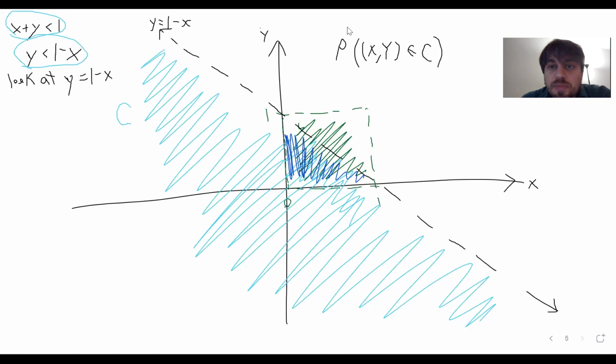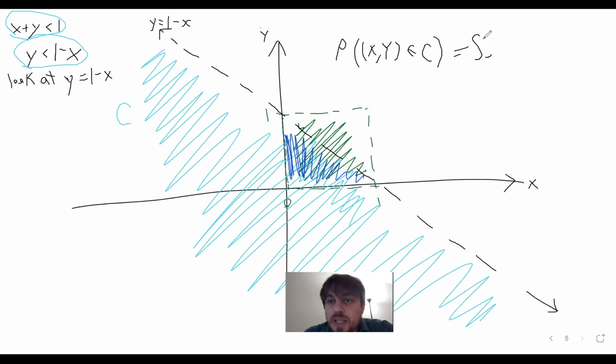And so this probability is equal to the double integral over the region C of little f of x comma y dx dy. We have to consider points where the PDF is positive and it has to be in region C. And so when you take this double integral, you want to take the double integral of this region.